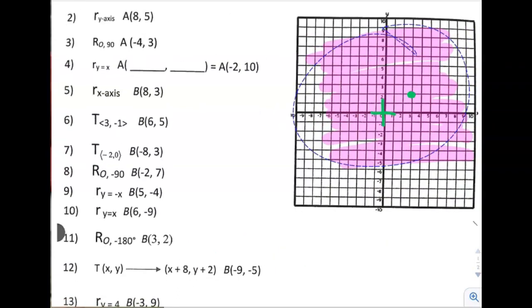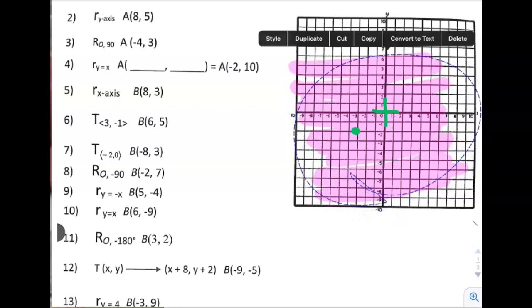Number 11, you're taking the point 3, 2 and you're rotating it to the right 180, although 180 doesn't matter, positive or negative, because you're going to end up in the same place. But right now we're at 3, 2, and after 2 clicks, you end up at negative 3, negative 2.